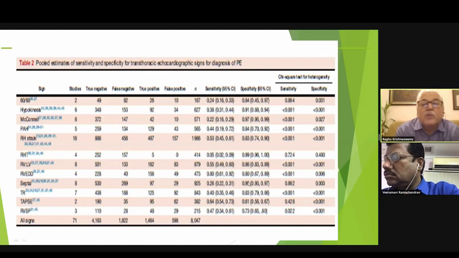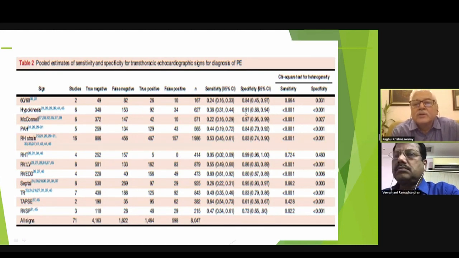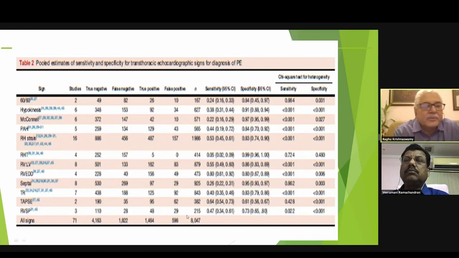And what they found was, again, what I've been mentioning in my talk so far, that some of the signs have a very high specificity. If you notice, all of them, like hypokinesia, McConnell sign, RV strain, TAPSE, they all have specificities in the range of 90 to 95, of which, of course, right heart thrombus and McConnell sign had the highest specificity. But look at this abysmal sensitivity. They all fall below 40.